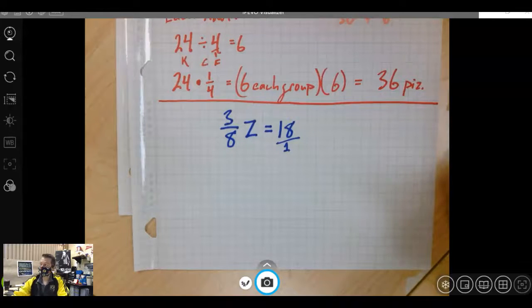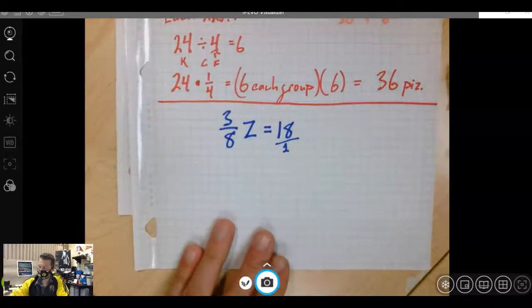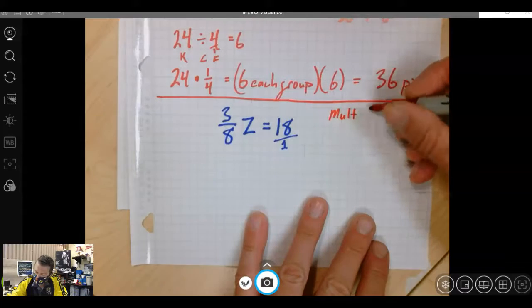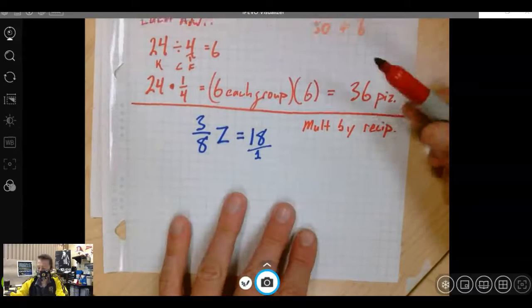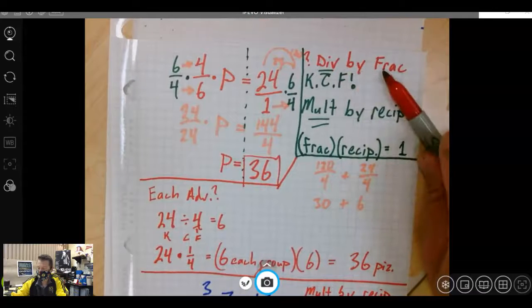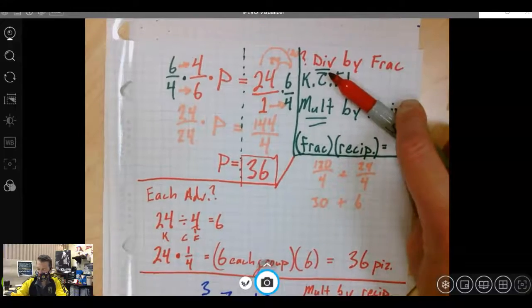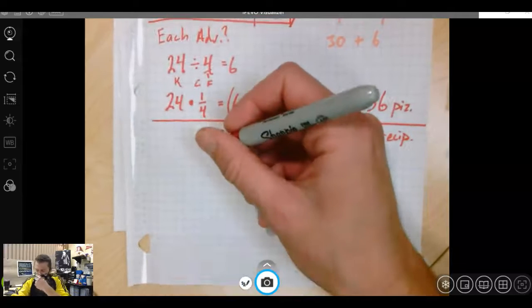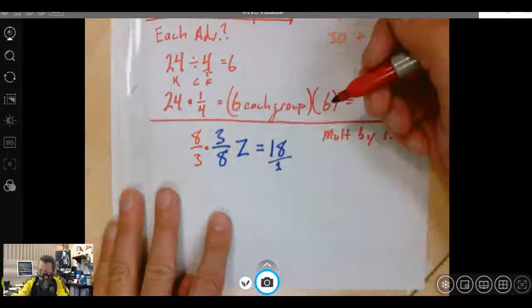Yeah, go ahead. Yeah, so we don't even have to say keep, change, flip. I like that you did. All we really have to say is multiply by the reciprocal. Because the only reason we have to do keep, change, flip is if we set up division. So up here we wrote that because we thought about, hey, if I divide, what happens? But instead of thinking about division, we can just go ahead and say, oh, multiply by the reciprocal. So multiply by 8 over 3.